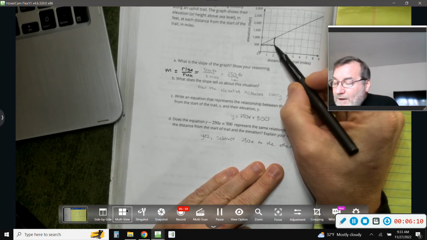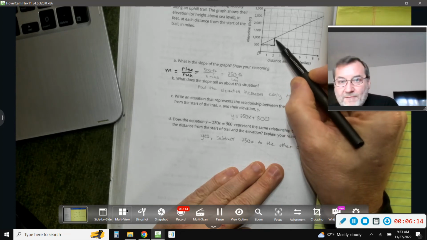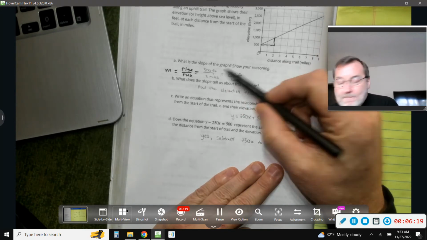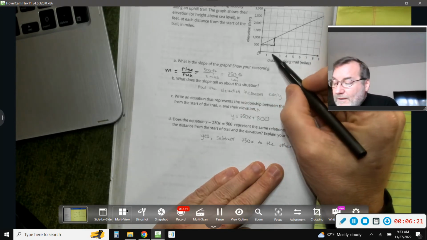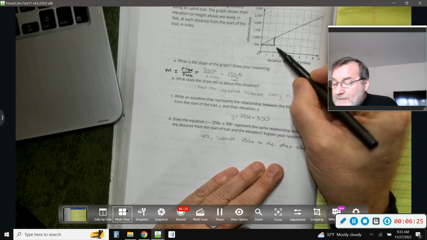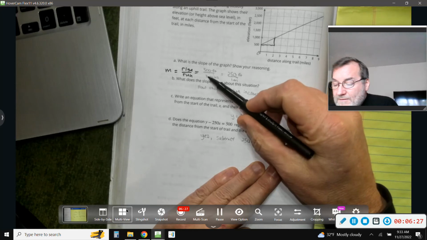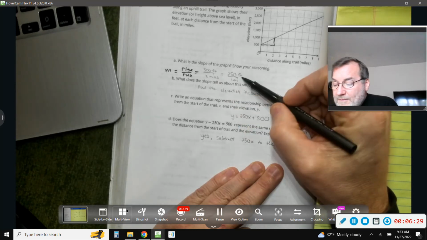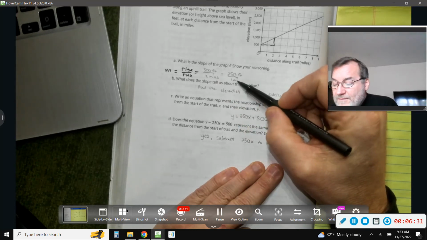So what was the rise? Well, it went up from about 500 to 1,000, so it went up about 500 right here. And that's a positive 500, okay? And then along here we have 2 miles that it went, so that's the run, in the positive direction. So that's divided by 2. So 500 divided by 2 is 250 feet per mile.